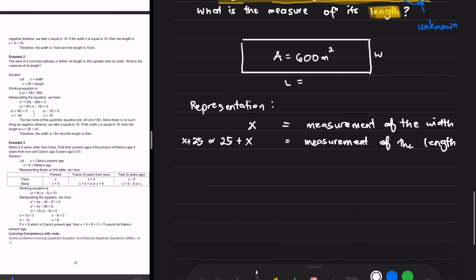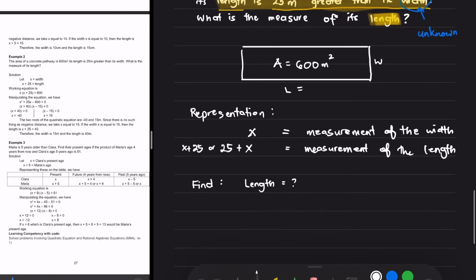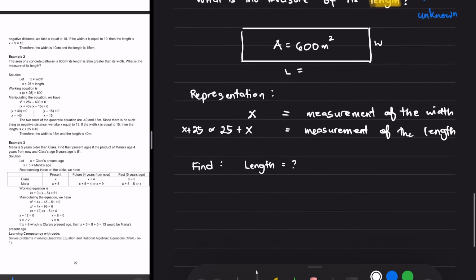Ang hinahanap natin, ang sinusolve natin, is yung measure ng length. Hindi natin alam. So, we need to solve first yung measurement ng width. Okay? Ready? Yung given natin ay area. Ano ang area? Area ng pathway, that is in a rectangle, is 600 meters squared. Or, simply, 600 muna. That's A. Gagamitin natin yan.